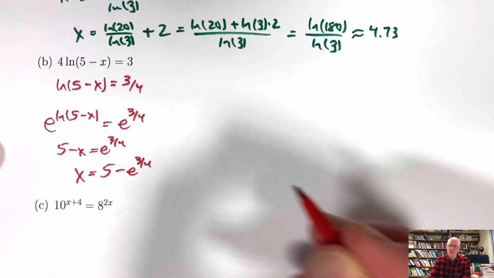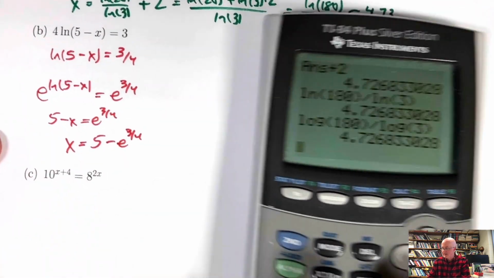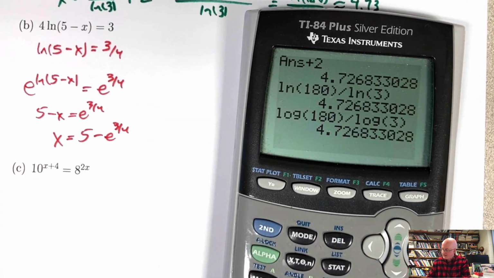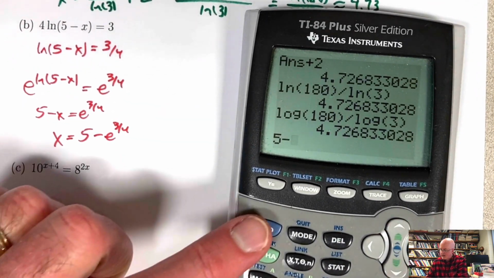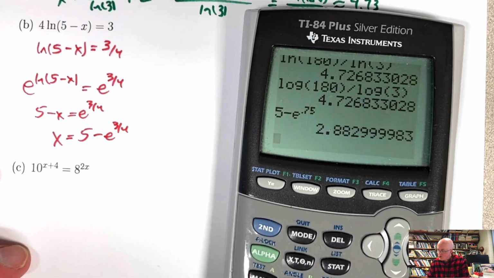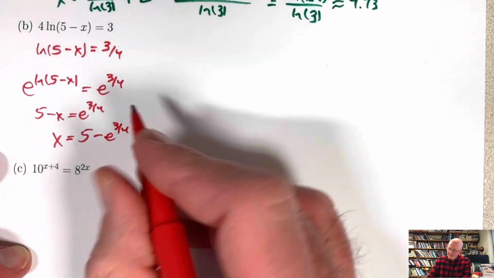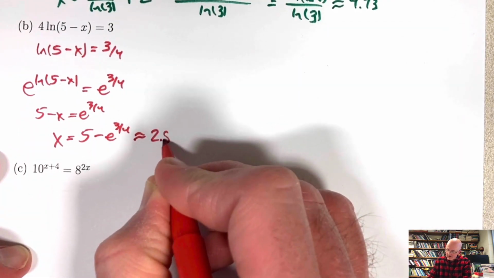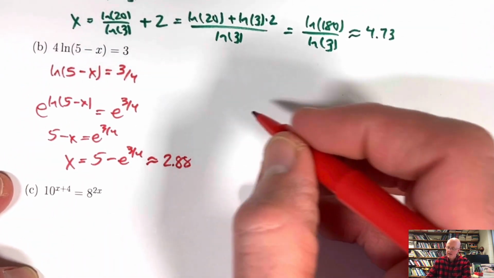Of course, 3/4 is 0.75, so I could write that as well. That's an exact form for the answer. What is it approximately? 5 minus e to the 0.75 is about 2.88. That's what that is approximately. What's going on graphically here?